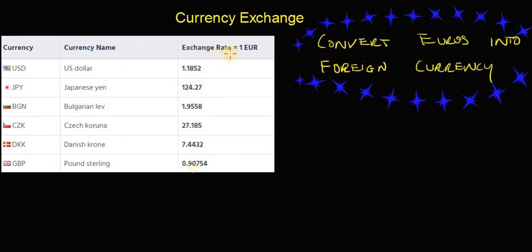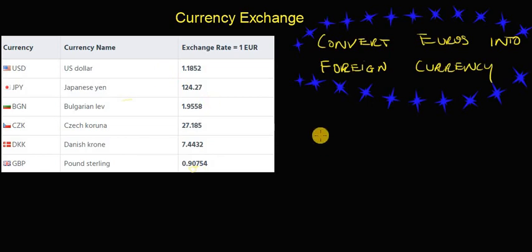This table here shows us the exchange rates for the euro into different currencies. So €1 will buy you $1.1852. It will buy you 124.27 yen, and so on, and 0.90754 pounds sterling. So how do we use that?